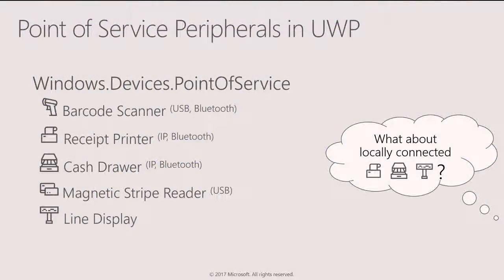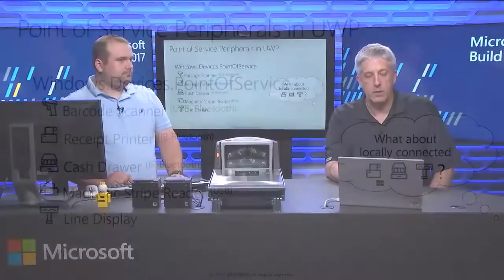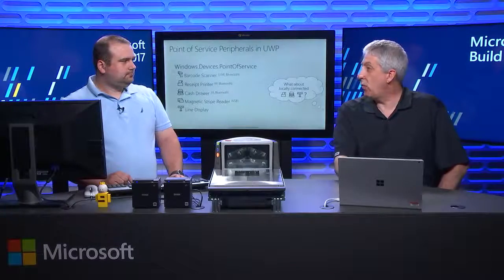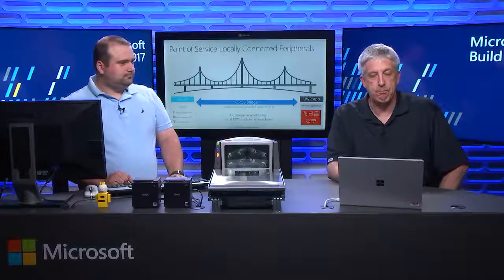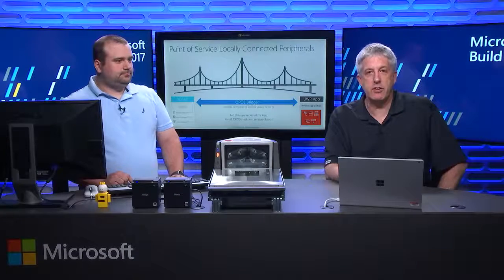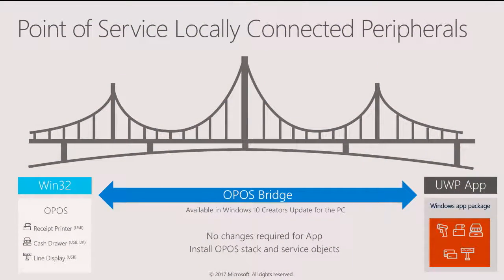There is a gap in our support for receipt printer, cash drawer, and line display connected directly to the PC. But I should say there was a gap. In Windows 10 Creators Update for the PC, we have provided a bridge to OPOS, which is a peripheral abstraction interface that you may have used in the past for your desktop applications.